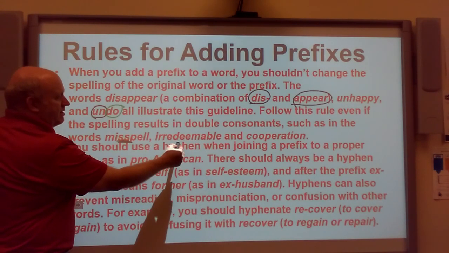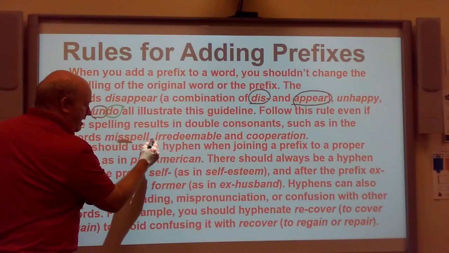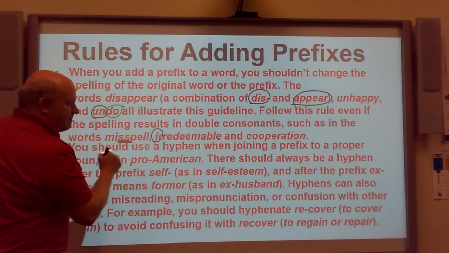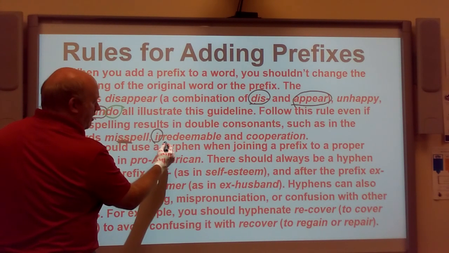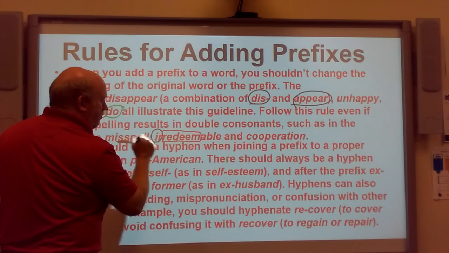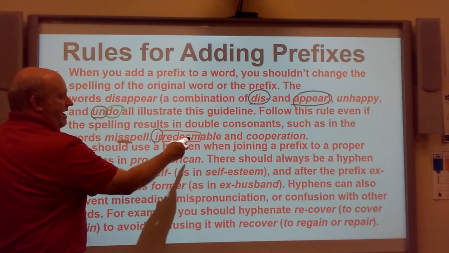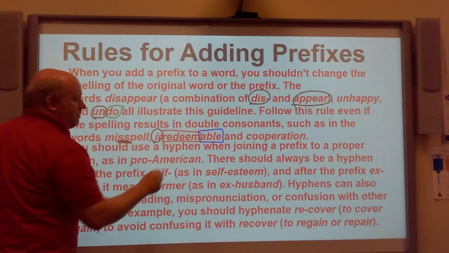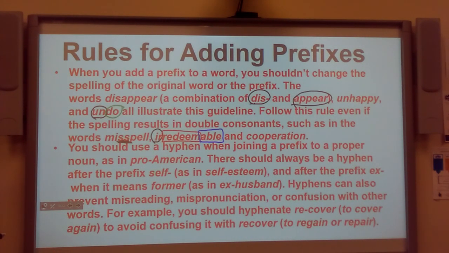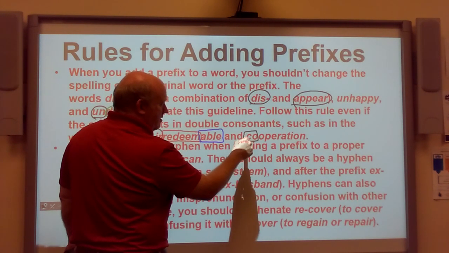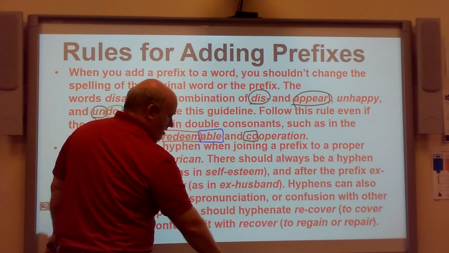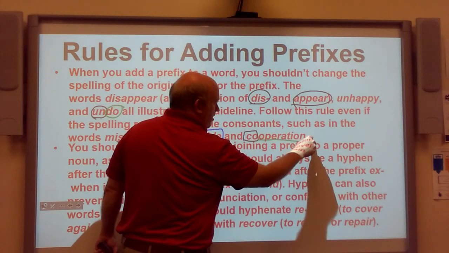For example, irredeemable. Okay? Ir, that's my prefix. Redeem is my root word. And this also has a suffix, the word able. Okay? And here's another word, the word cooperation. There's my prefix. And here's my word.